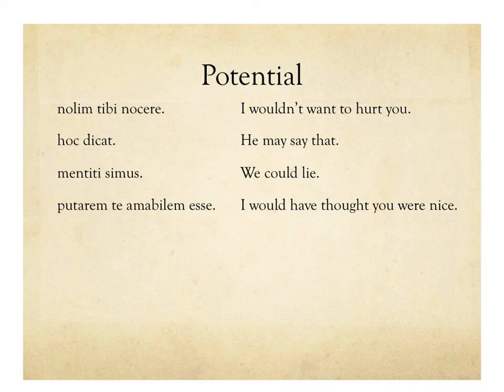So here you can see a present subjunctive, right? Nolim tibi nocere. I wouldn't want to hurt you, right? You get that sense of the hypothetical, that would. So it's not nolo tibi nocere, I don't want to hurt you, right? It's sort of more unsure than that. Nolim tibi nocere, I wouldn't want to hurt you.